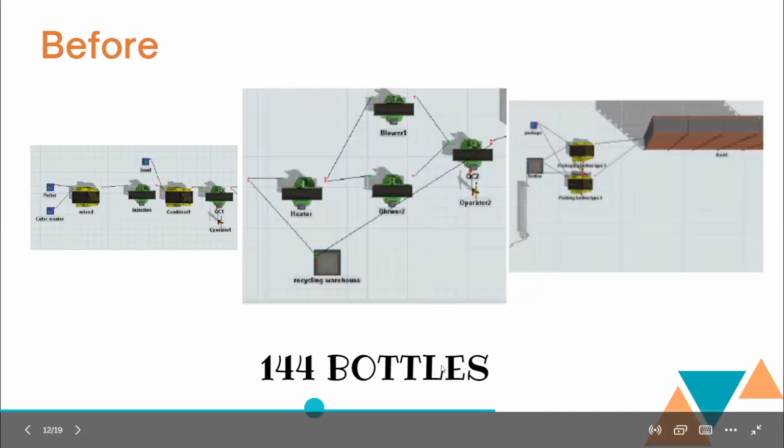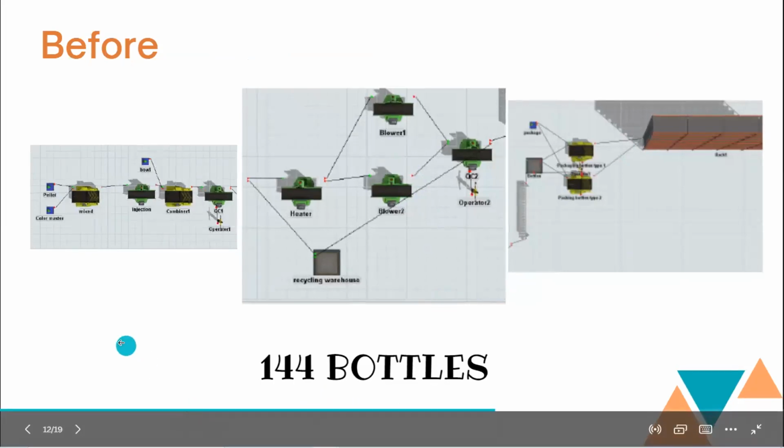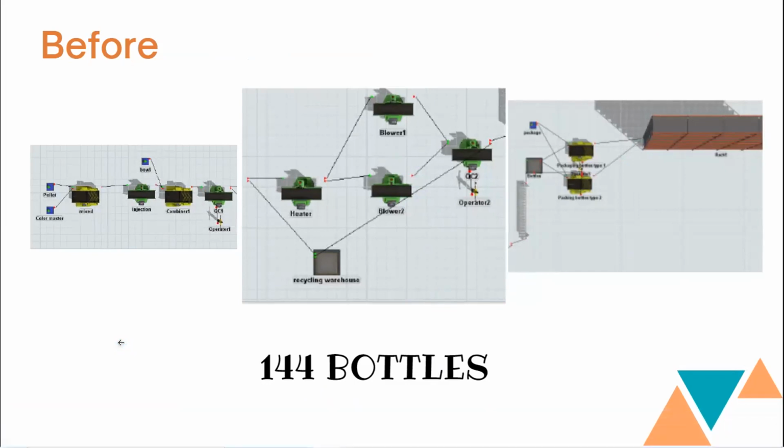Okay, I'm going to talk about the simulation. First we have the factory before the changes were made, which only produced up to 144 bottles in total. In this case, an old injection machine was replaced by a new one, and two new blowers were added to give more variety to the factory. Next, please.